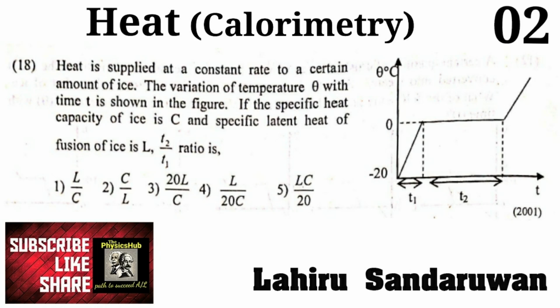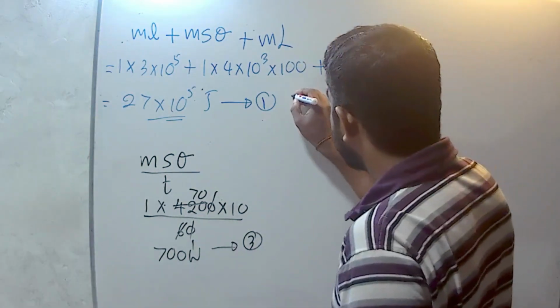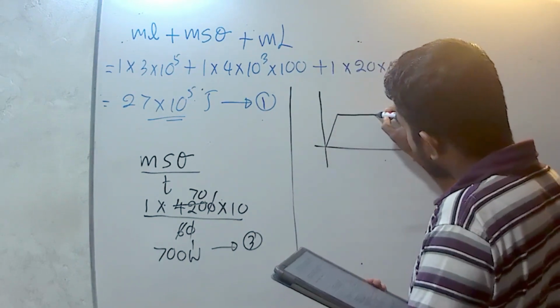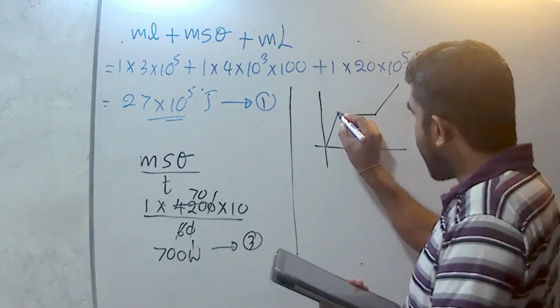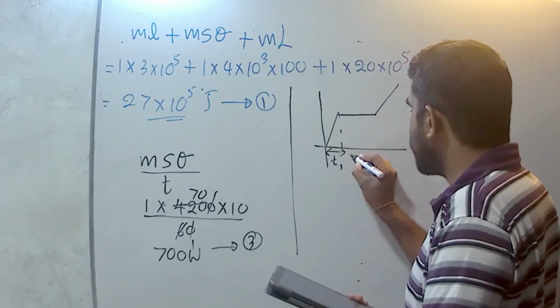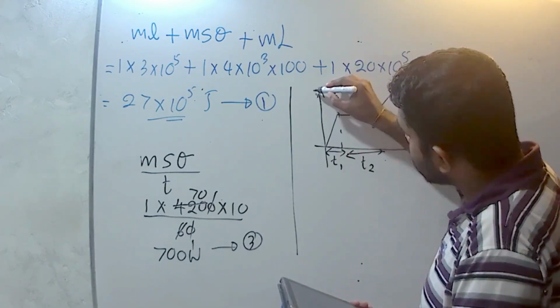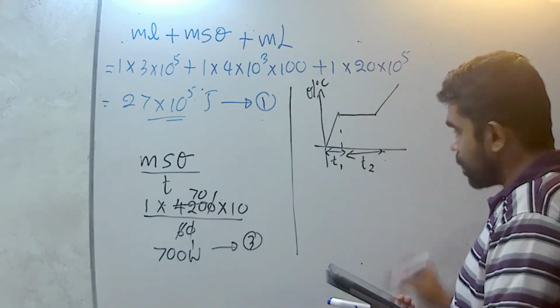Heat is supplied at a constant rate to a certain amount of ice. The variation of temperature theta with time is shown in the figure. If the specific heat capacity of ice is C and the specific latent heat of fusion of ice is L, the T1 over T2 ratio is. We can consider the given graph. It is like this. This time interval is given as T1. This time interval is given as T2. This axis is theta, Celsius, temperature. This axis is time.